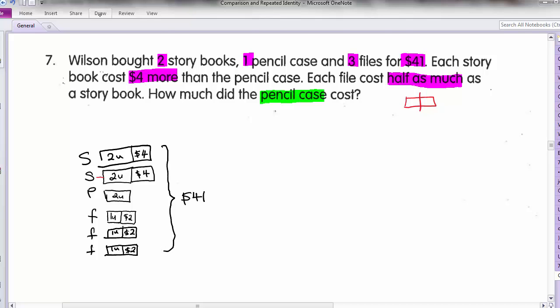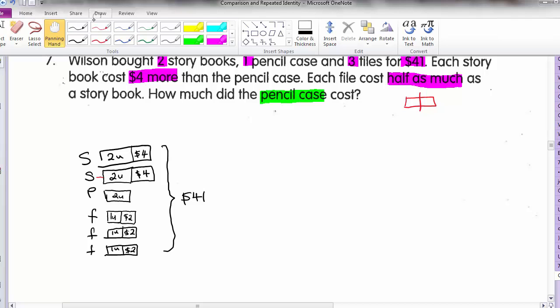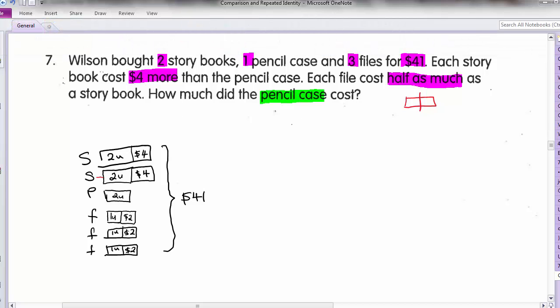Alright, so let's recap. 2 units, $4. A storybook costs $4 more than pencil case. Okay. File costs half, so I divide by 2. So 2 divided by 2 is 1. 4 divided by 2 is 2. So I got this 1 unit and $2, and then I have 3 files. Okay, so once you have this, solving it shouldn't be a problem anymore.